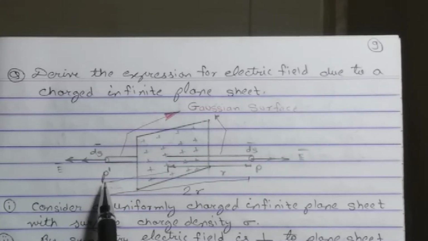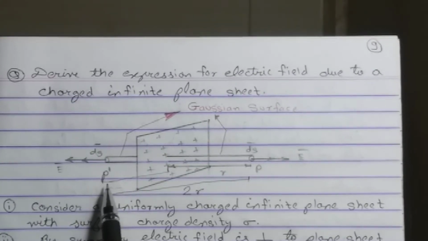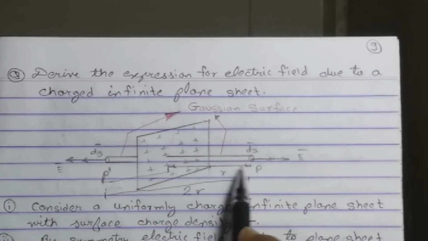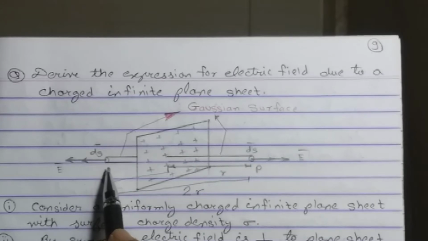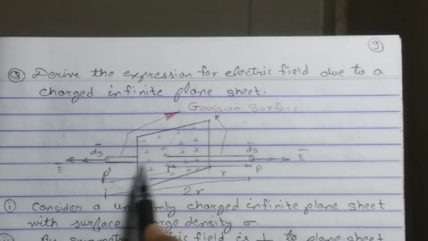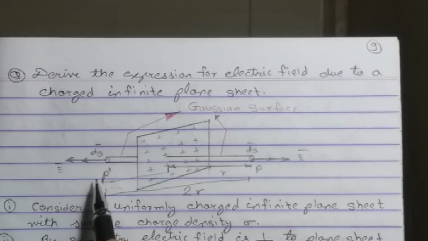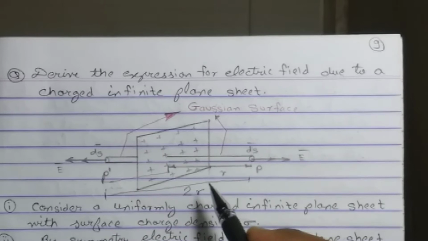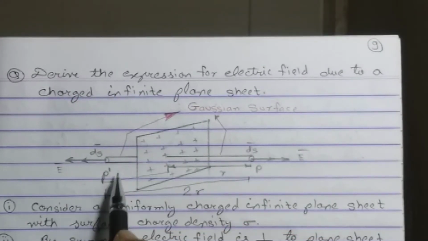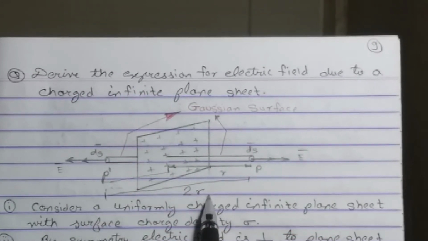So students, you have to remember only one thing. Once I consider P at the right hand side at a distance small r, at the same time we have to consider another point P dash which is situated at the same distance small r towards the left hand side. Students, only you have to remember that much. Okay, so now the distance between P and P dash is 2r.